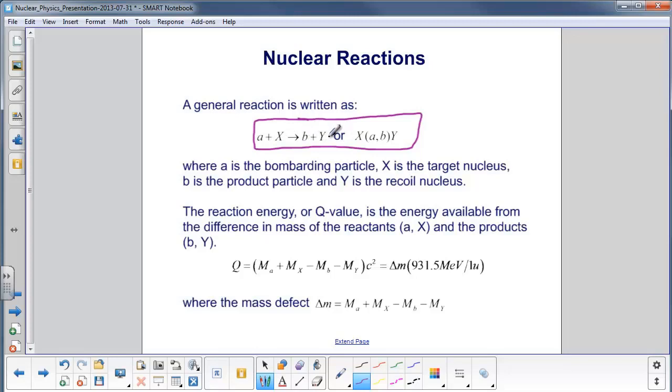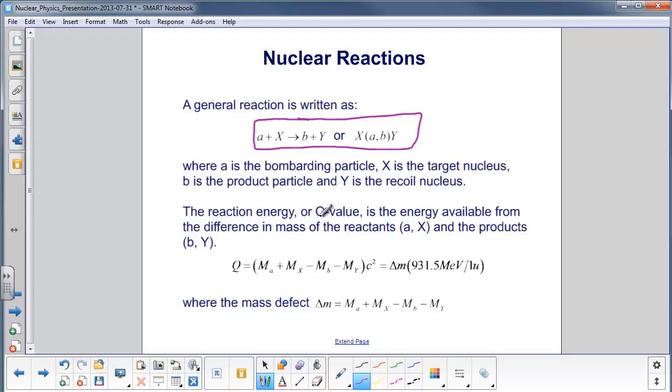So to some degree these two letters could be interchangeable, but what we're interested in studying is what happens to the X nucleus and what nucleus comes out of it, Y, the major nucleus. Another way to write that is the original target struck by this particle A, particle B comes out, and we're left with nucleus Y.